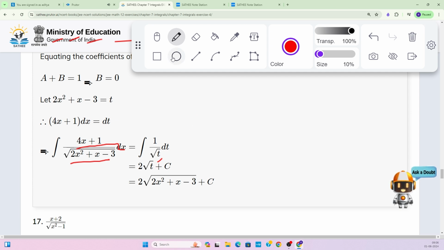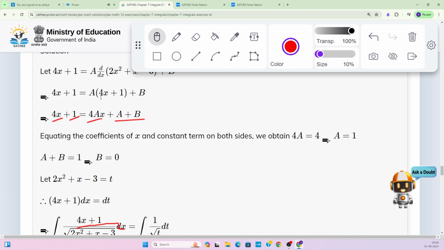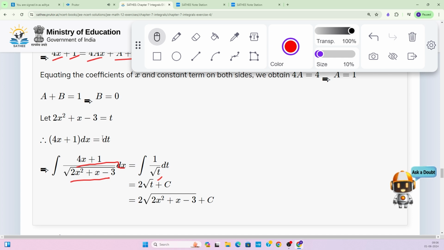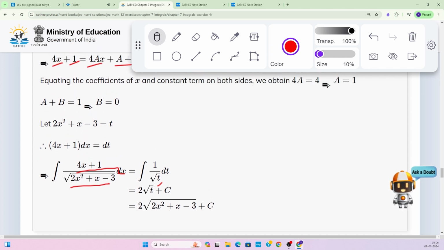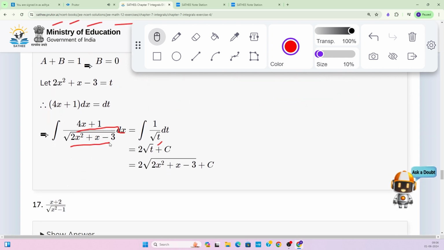So what we used is the information that 4x plus 1 can be written as 1 times (4x plus 1) plus 0. That's why we can easily substitute the denominator expression equal to t. I hope it is clear to you. So let me just solve the next problem.